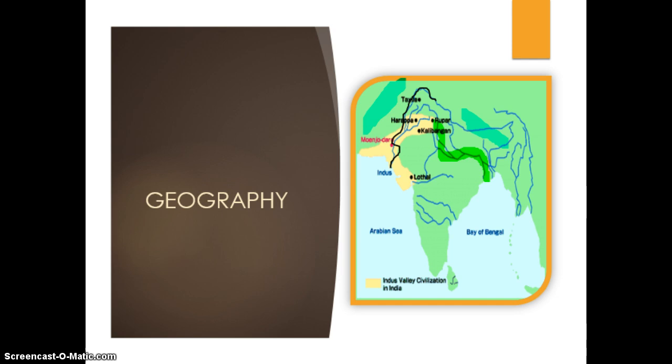Down here to the south, we have our two bodies of water, the Bay of Bengal and the Arabian Sea. Now you cannot see it on here, but down here is the Indian Ocean. Do not mark the Indian Ocean up here or over here. That is not correct.